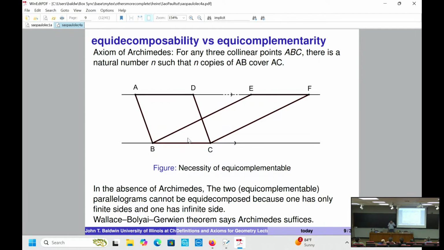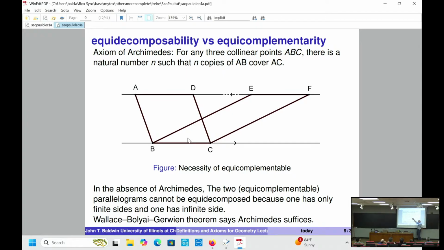Now, I want to go back to, I think we had this picture very early on. This is the proof that parallelograms on the same base and in the same parallels have equal area. And we want to make clear that this is about equicomplementability, not equidecomposability. So suppose that this is a non-Archimedean field, and these two points are out at infinity.